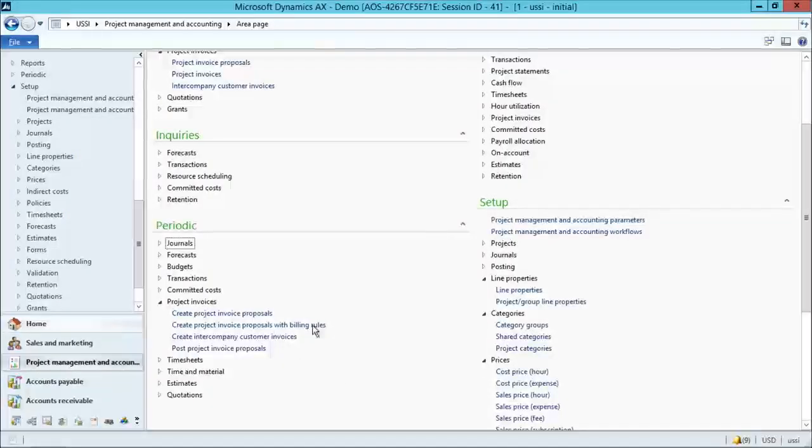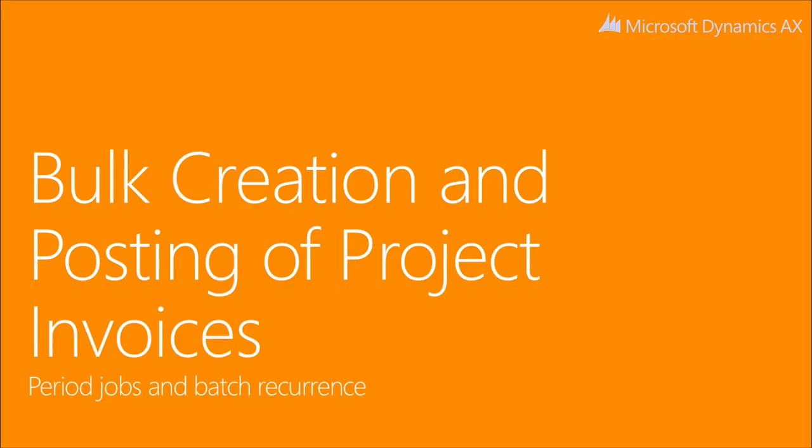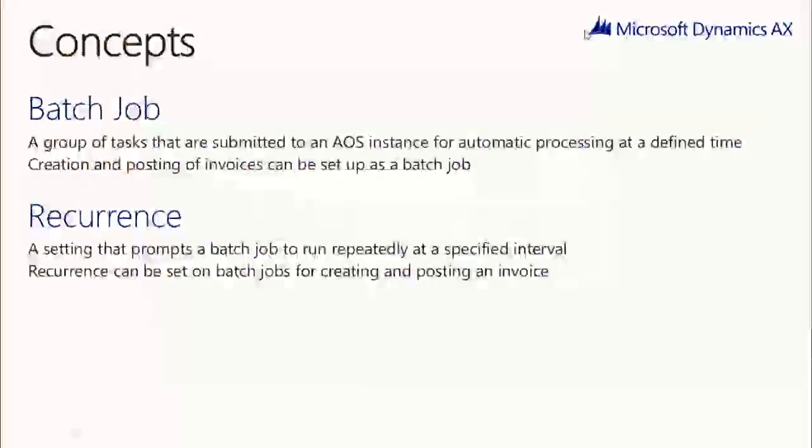So let's review some of the concepts we have talked about with batch and recurrence. A batch job is a group of tasks that are submitted to the AOS instance for automatic processing, and creation or posting of invoices can be set up as a batch job. Recurrence is a defined interval that you can specify on the batch job to govern when the batch job runs, how many times it runs, and between what date intervals it runs.